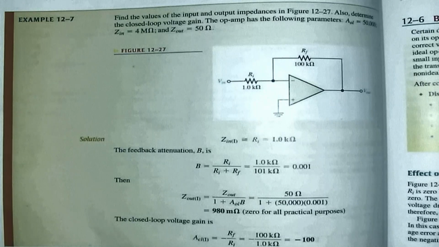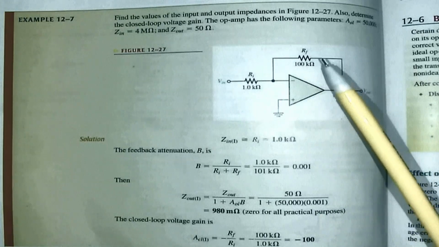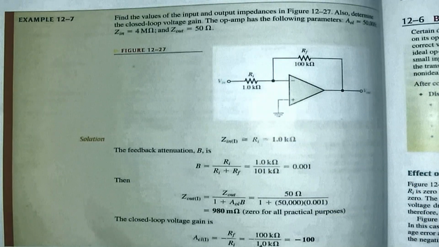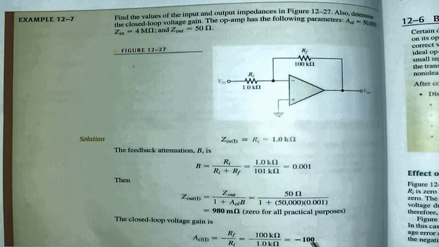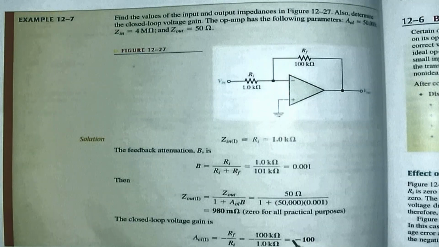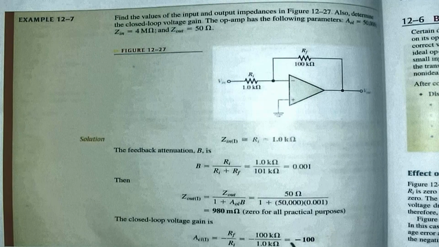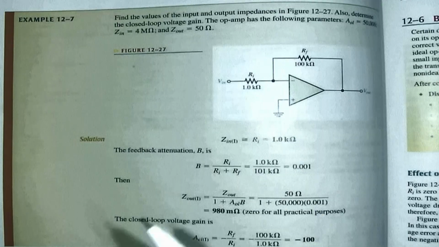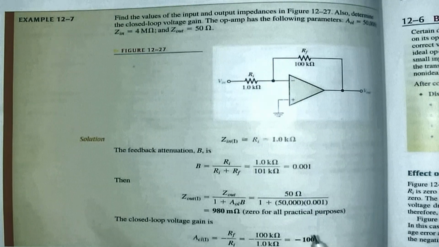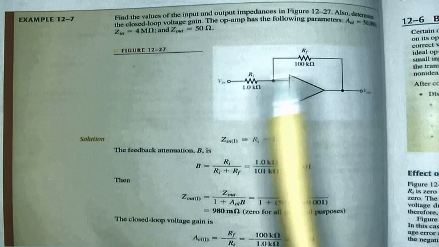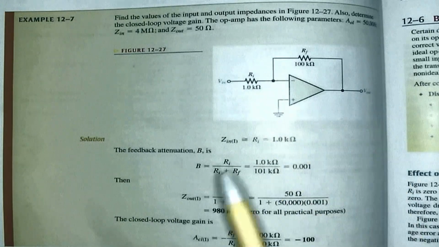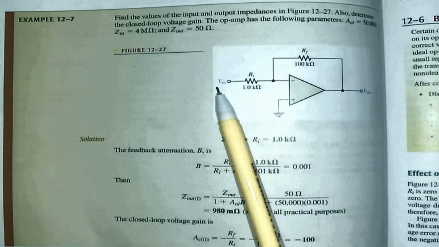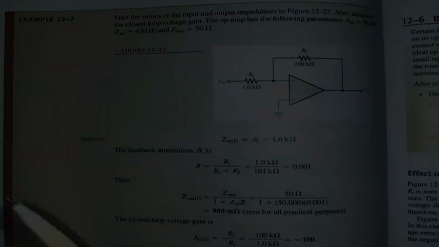The closed loop gain of the inverting amplifier is equal to Rf over Rin. Rf is 100K, divided by Rin which is 1K, and that will give me minus 100. The minus sign only indicates that we got a 180 degrees phase shift between my input and my output. I repeat, the minus sign indicates 180 degrees between the input and the output, because if I apply a positive voltage in, I will get negative voltage out. If I apply negative voltage in, I will get positive voltage out.